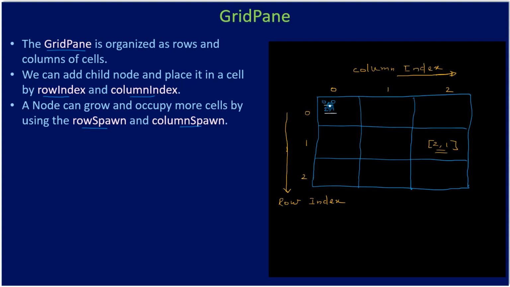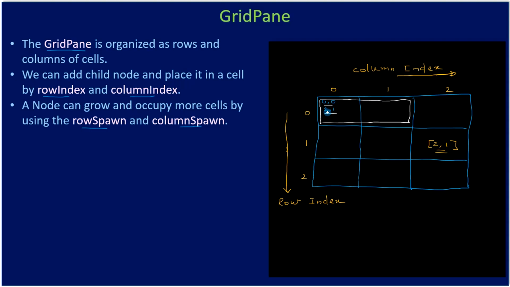Row span, if you see 1, that means the control won't go beyond this cell, but column span, if you see, it claims the space of the next cell in the column. So whatever control you add, that will go inside this white box. Even though there are 9 cells here, one control can take more than a specific cell. So that is defined by the row span and column span.